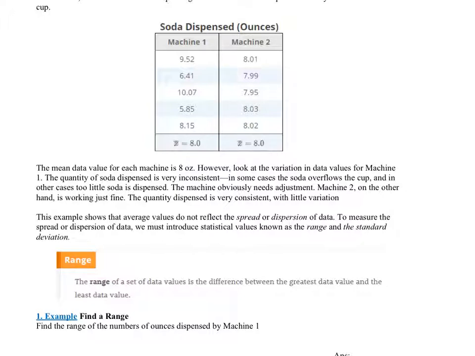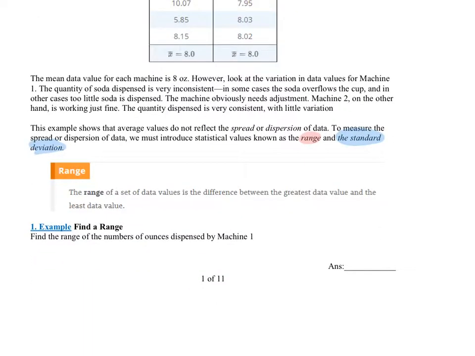To measure the spread or dispersion of the data, we introduce statistical values known as the range and the standard deviation. So those are the two primary ones that we're going to be doing. Again, it's range, and the second one is the standard deviation. So what is range? Range is exactly what you guys think it is. It says the range of a set of data values is the difference between the greatest data value and the least. So essentially, the range is the high value minus the low value. How much spread is there between the highest value and the low value?